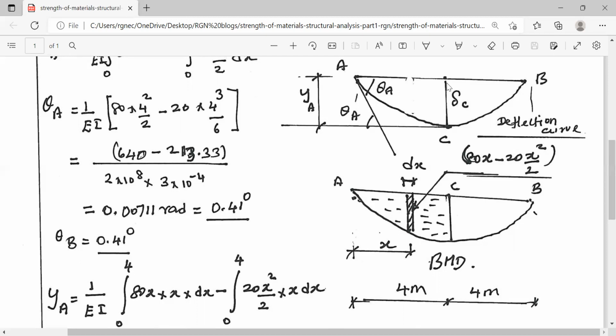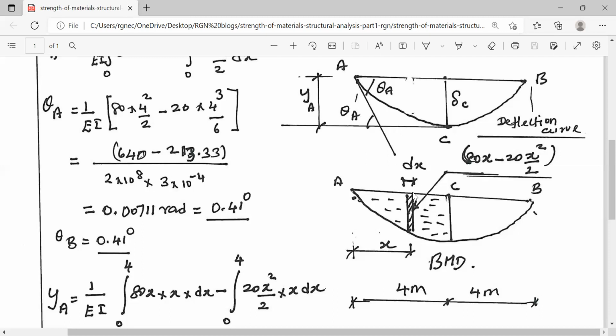So instead of getting the deflection value delta C, we will try to get the vertical intercept at A. Mohr's theorem does not give the value of deflection directly. It gives the value of the vertical intercept between the tangents. At A, this is the tangent. At C, this is the tangent. And if you draw one vertical, this is the vertical intercept. So you are measuring the vertical intercept at A. That means you have to take the moment about the point A.